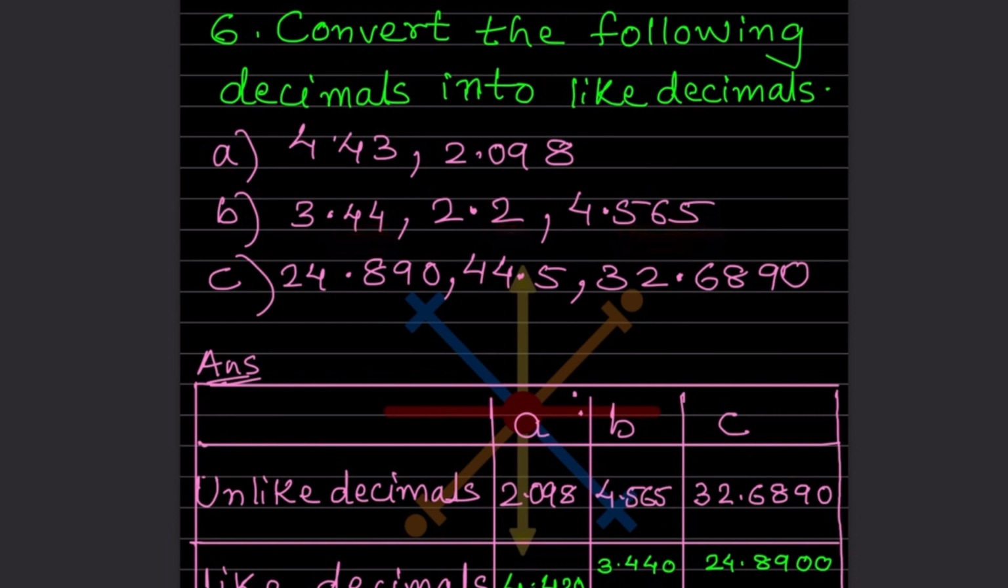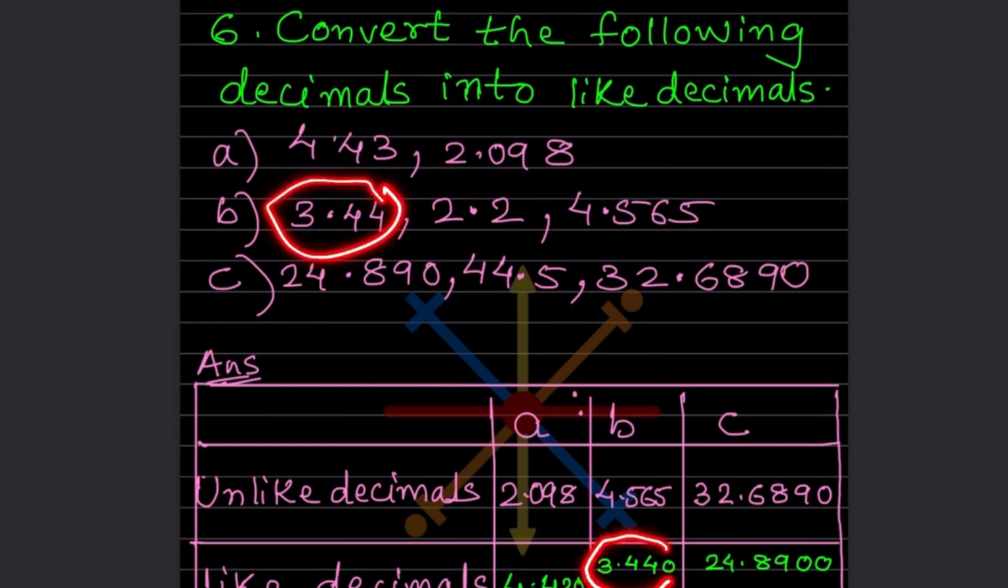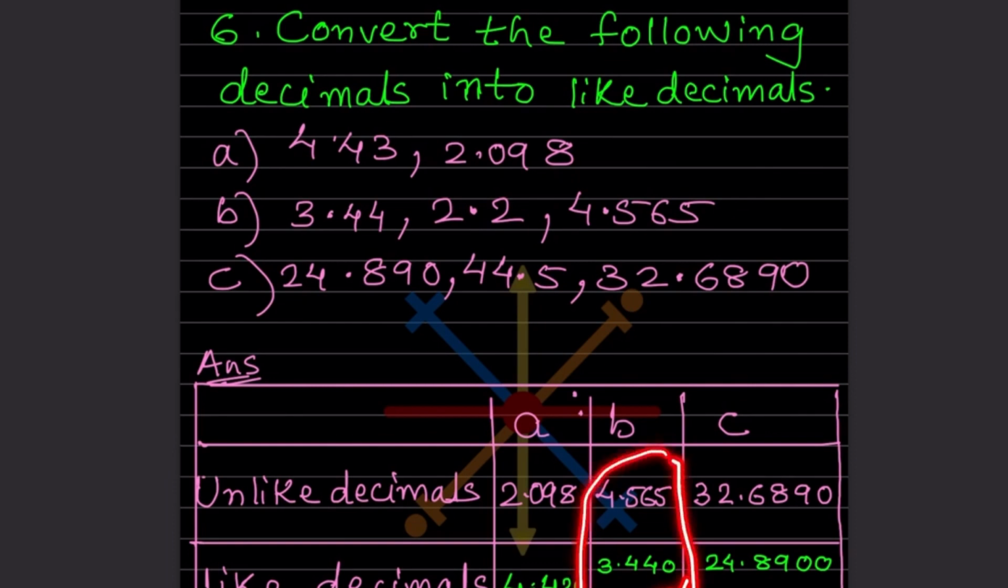So now what did I do? First I put this 3 over here, and I want to make all of them have 3 digits after the point. So first I wrote the unlike part, and now this also I have to make 3 digits after the point: 3.440. And again, this also I want to make 3 numbers after the decimal. So 2.2, 2.2, and these 2 are extra zeros. Now can you compare this? So we got 3 numbers after the decimal. Hope you got this one.